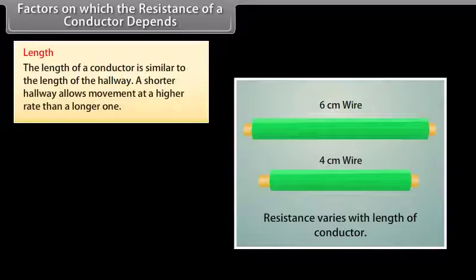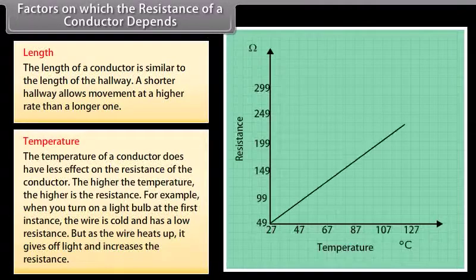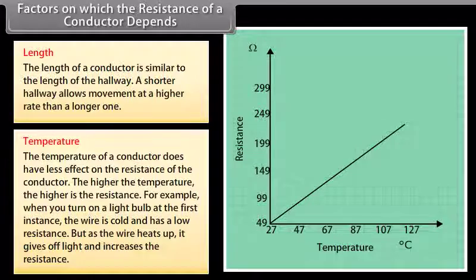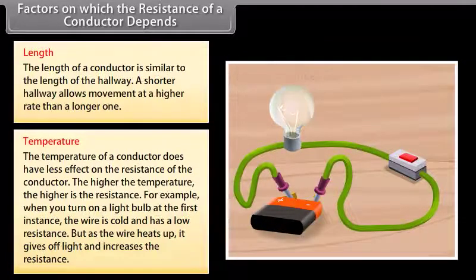Length. The length of a conductor is similar to the length of the hallway. A shorter hallway allows movement at a higher rate than a longer one. Temperature. The temperature of a conductor has a considerable effect on the resistance of the conductor. The higher the temperature, the higher is the resistance. For example, when you turn on a light bulb at the first instance, the wire is cold and has a low resistance. But as the wire heats up, it gives off light and increases the resistance.